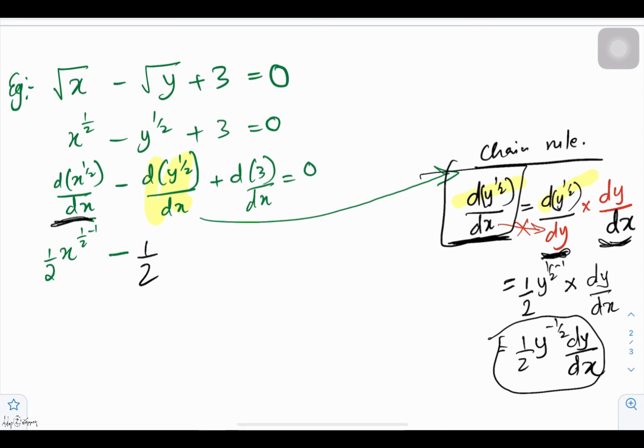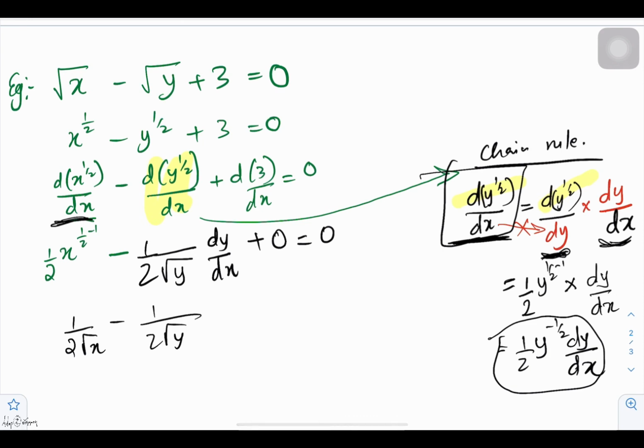So we have 1 over 2 y, and instead of writing y raised to negative half, I just change the sign of the exponent, so it comes into the denominator, and half is the square root, so I'm changing it back. Then I also have to mention dy over dx, then plus 0 equals 0, because the differentiation of a constant is 0, right? So finally I have 1 over 2 square root of x minus 1 over 2 square root of y times dy over dx equals 0.